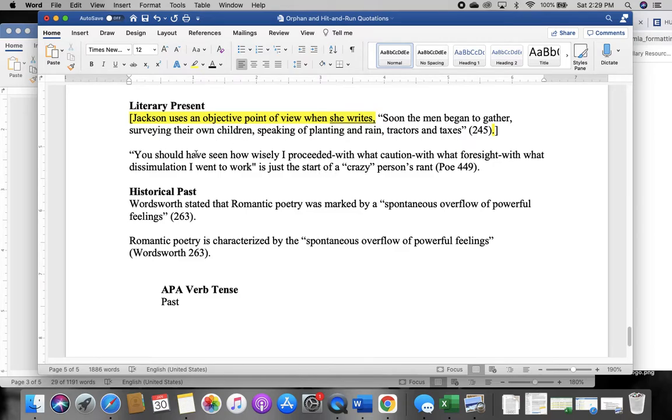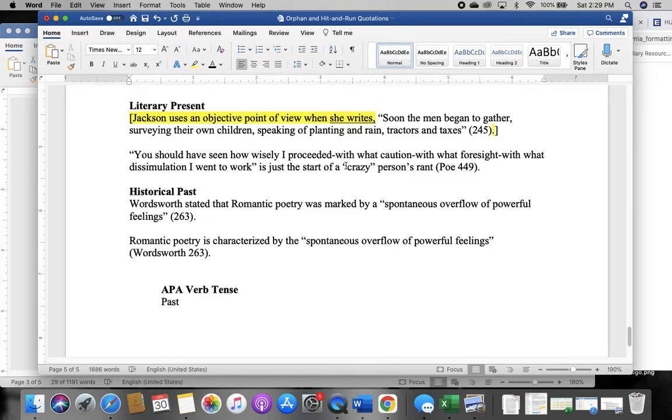Next one: "You should have seen how wisely I proceeded, with what caution, with what foresight, with what dissimulation I went to work." Quotation and tick mark is just the start of a crazy person's rant.